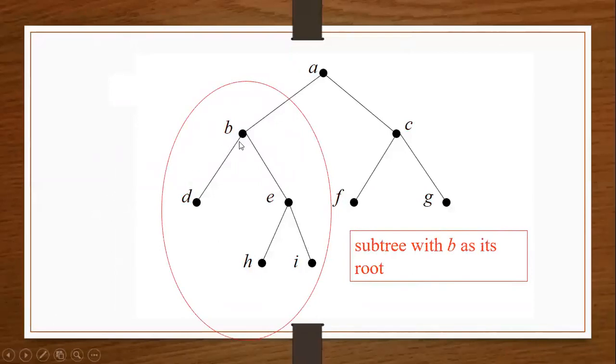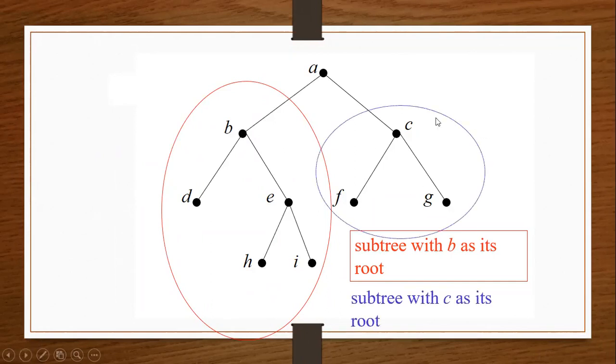If I am creating a subtree with B as its root, then this part of the tree should be considered. From B, we have the children of B, D and E, and E's children H and I. So this is basically the left subtree, as we have seen earlier. Now, if we are considering the subtree with C as its root, then it is the right subtree with C, F, G vertices.